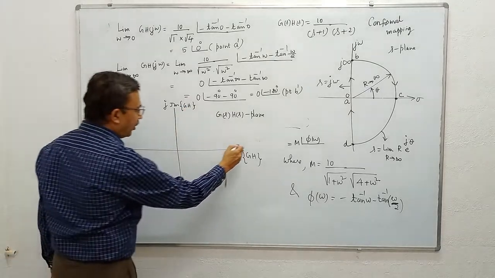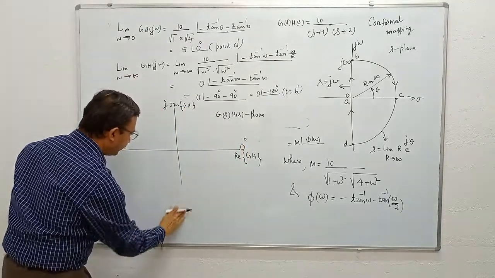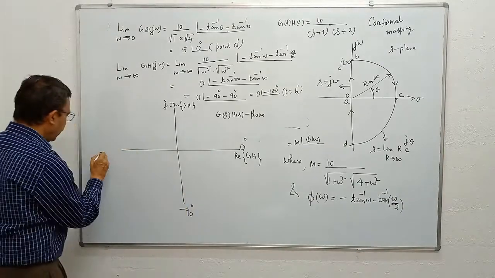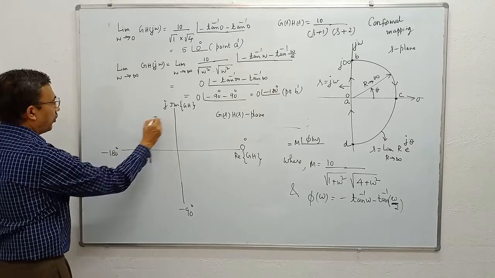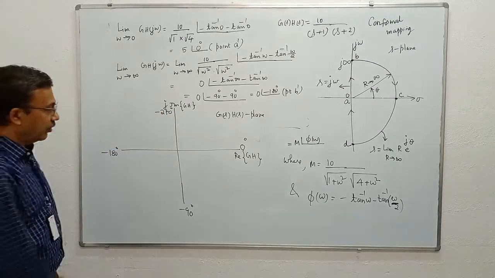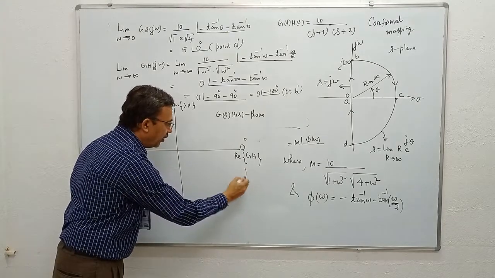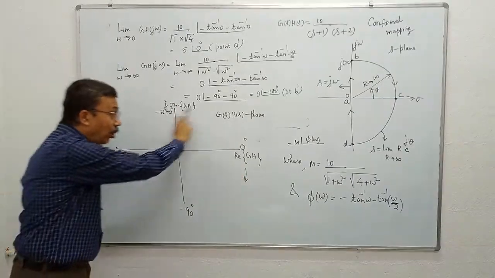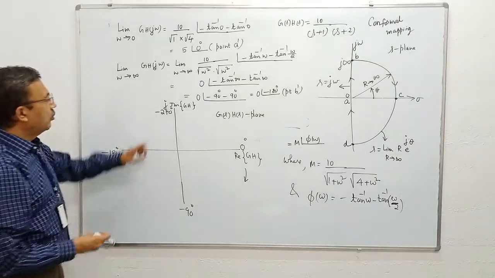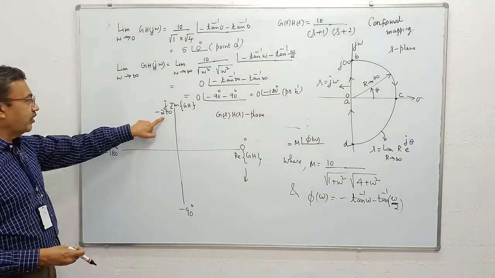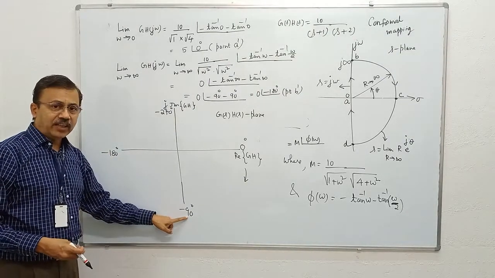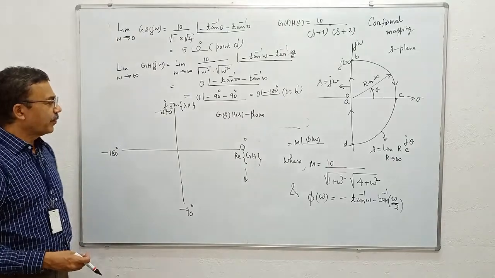Now, this axis stands for 0 degrees. This axis stands for minus 90 degrees. This axis stands for minus 180 degrees. This axis stands for minus 270 degrees. Angles traversed in the clockwise direction are negative. In the anti-clockwise direction, minus 270 is same as plus 90, minus 180 is same as plus 180, minus 90 is same as plus 270.